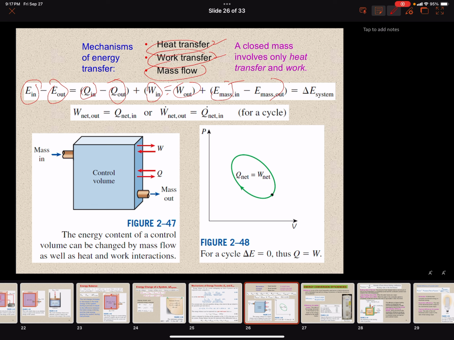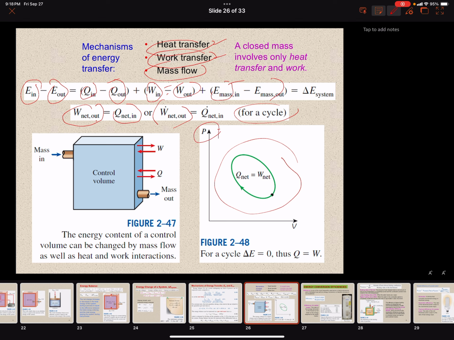And this equation will be for a cycle. It's only for cycles, and we already explained the cycles in the beginning of the class. I have a whole cycle that will contain subsystems, and each system could be like a compressor, could be a turbine, but the whole cycle will have all of these things. So for the whole cycle, the net work out will be equal to the net heat transfer in, or the rate of net work out will be equal to the rate of net heat transfer in. And we can see here, this represents a cycle.